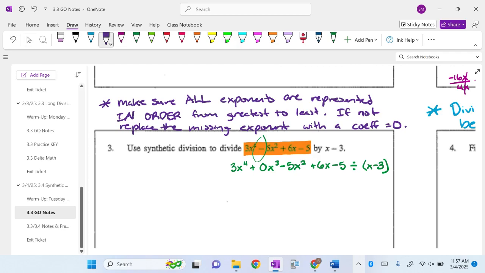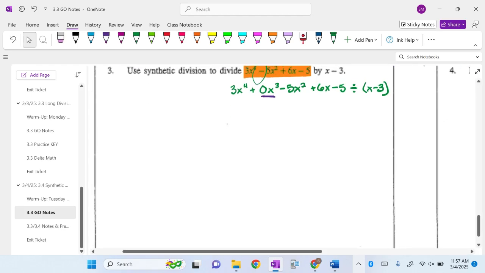And again, an example of exponents is that it should be going 4, 3, 2, 1, 0. Every single exponent must be represented. So since we were missing that x cubed, we had to include it here. Now we can set up our synthetic division.